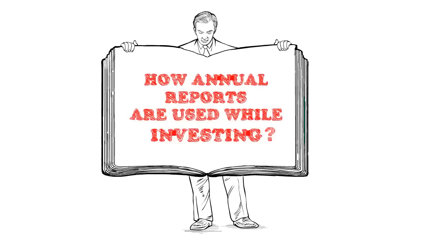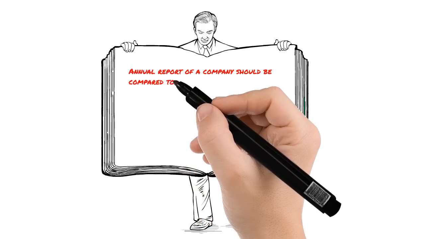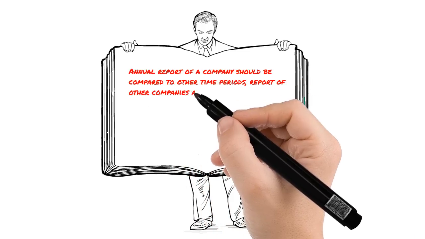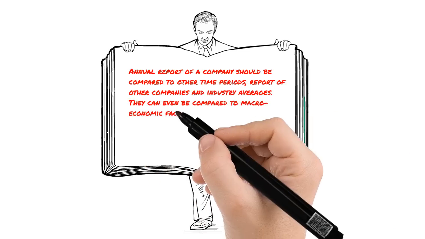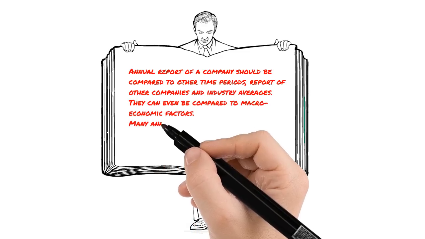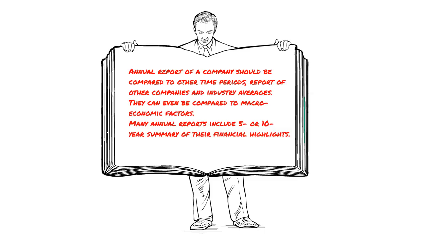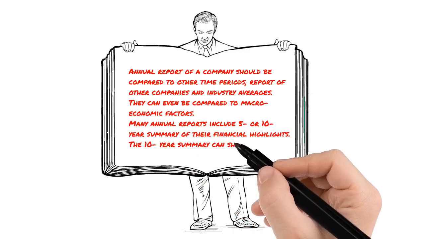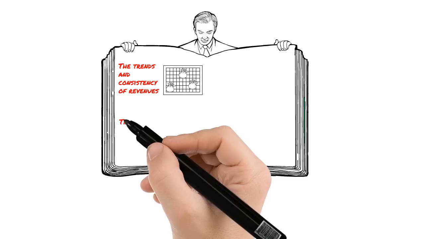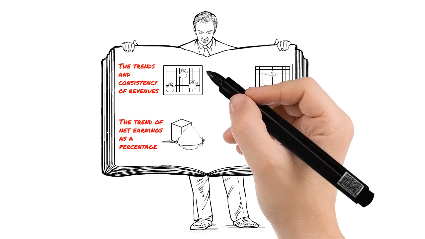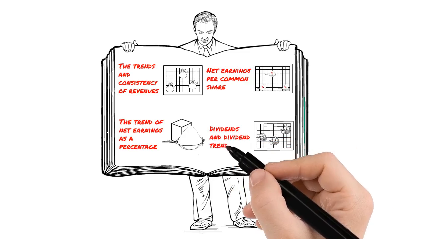How annual reports are used while investing. The annual report of a company should be compared to other time periods, reports of other companies and industry averages. They can even be compared to macroeconomic factors. Many annual reports include a 5 or 10-year summary of their financial highlights. The 10-year summary can show the trends and consistency of revenues, the trend of net earnings as a percentage, net earnings per common share, dividends and dividend trends.